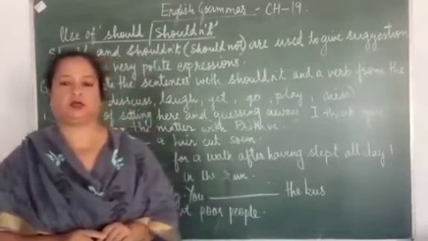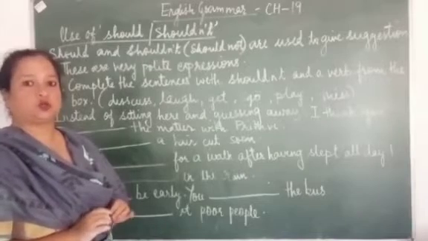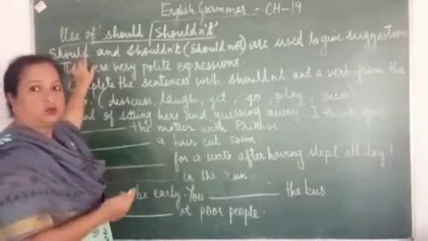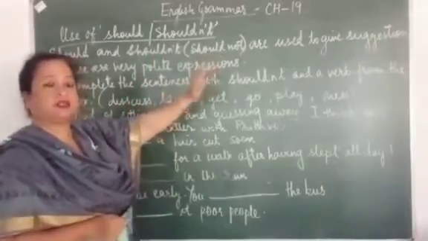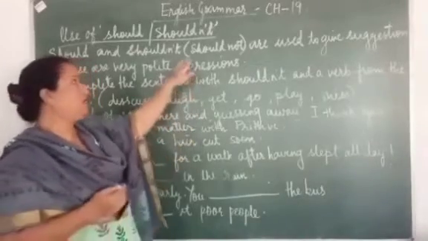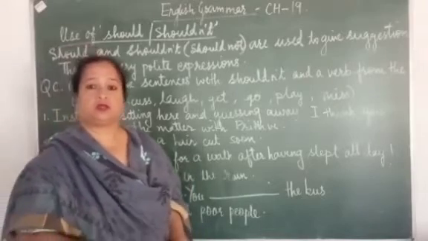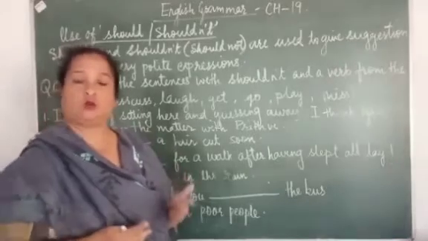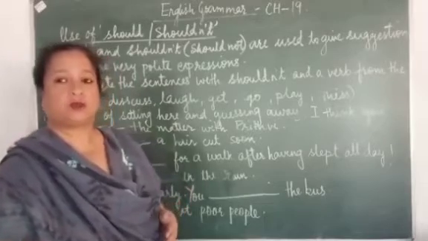Today, children, we are continuing with chapter number 19, and today we will be discussing the use of should and shouldn't or should not. Now, what is should or should not and what does it express? Should and should not are used to give suggestions to someone. These are very polite expressions. For example, if I want to do something, I would use the word should: Should I help you? So this is a very polite way of saying something. No, you shouldn't. So both of these words are polite expressions.